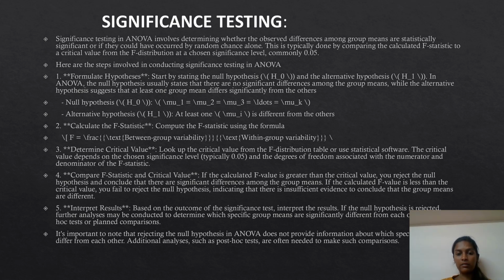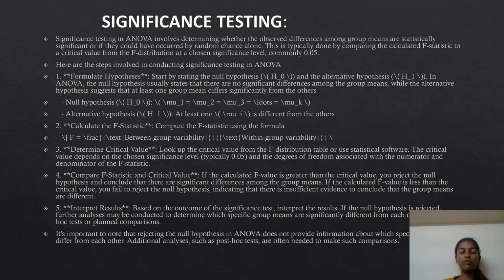Formulate the hypothesis. To start, we have the null hypothesis and the alternative hypothesis. The null hypothesis usually states that there are no significant differences among the groups. If we reject the null hypothesis, we can conclude that there is a chance of a significant difference among the groups.